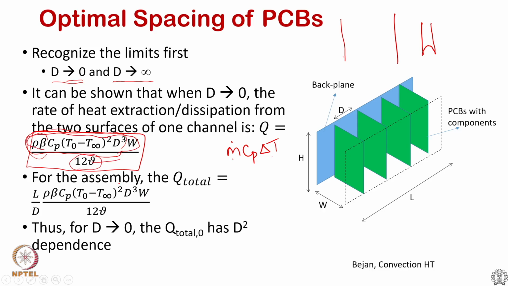So, for the total number of assemblies, Q total is L by D, the number of plates, into this expression, which gives you the total heat transfer if the plates were kept so close to each other. And you can notice that D and D cube get cancelled and you get D square, so Q total is proportional to D square.